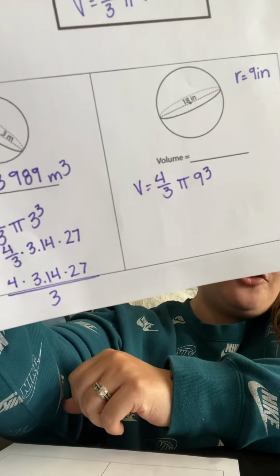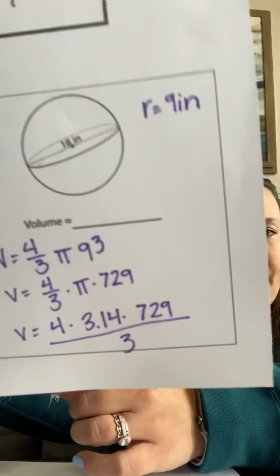All right, 9 to the third power is 9 times 9 times 9. Well, 9 times 9 is 81, and 81 times 9 is 729. So we're going to be doing 4/3 times pi times 729. Once again, I don't have a calculator that has a fraction button, so I'm going to rewrite it as volume equals 4 times 3.14 times 729, and all of that I'm going to divide by 3, okay, just like that.